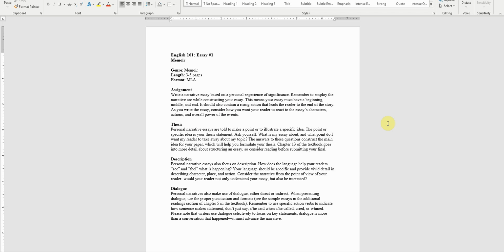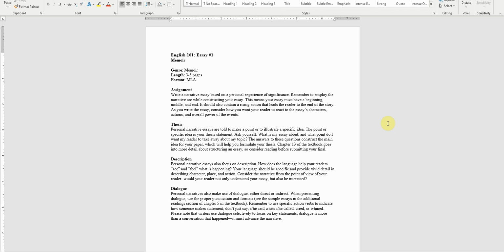For your thesis statement, your essay should be told to make a specific point or to illustrate a specific idea. This should relate to the significance. Is this a story about growth? Is this a story about failure, overcoming a challenge? What is the focus of your essay? Ask yourself that question. Quite literally, ask yourself, what is my essay about and what point do I want my reader to take away from reading this essay? How you answer those questions helps you determine how you can write your thesis.